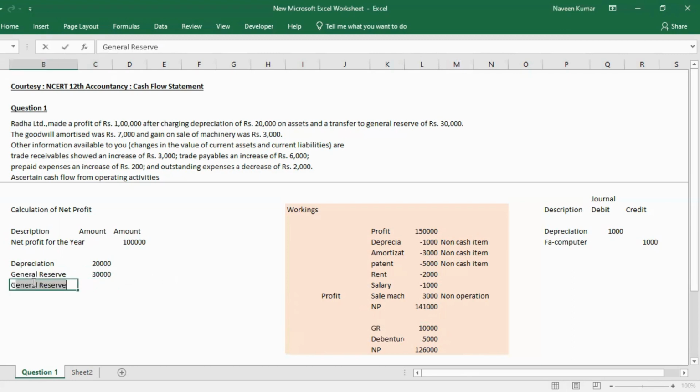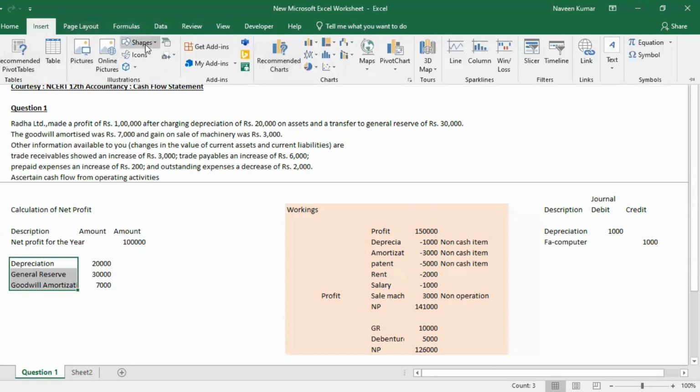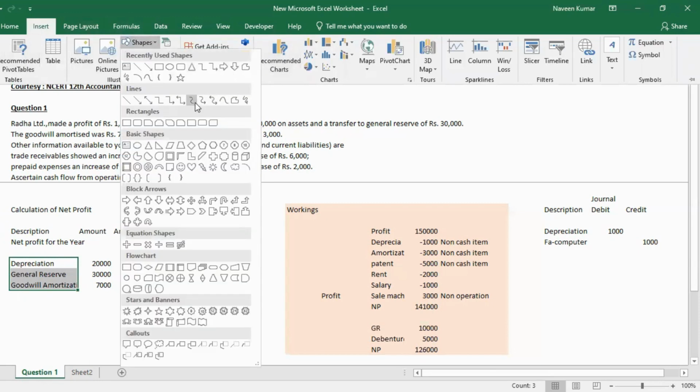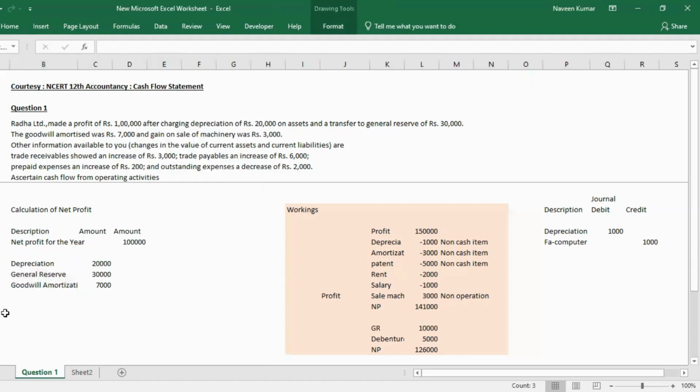Then your goodwill amortization. Goodwill amortization also, I'm adding it back, 7,000. Then sale of machine. So all these items are there now. You can put these shapes, whichever shapes you want. All these items are there, right? All these are non-cash items.